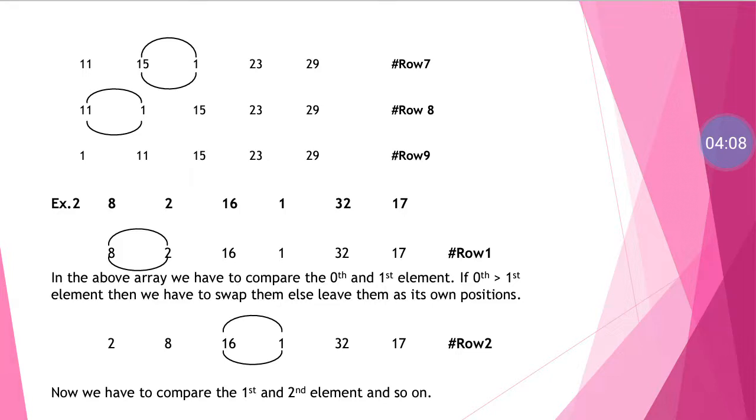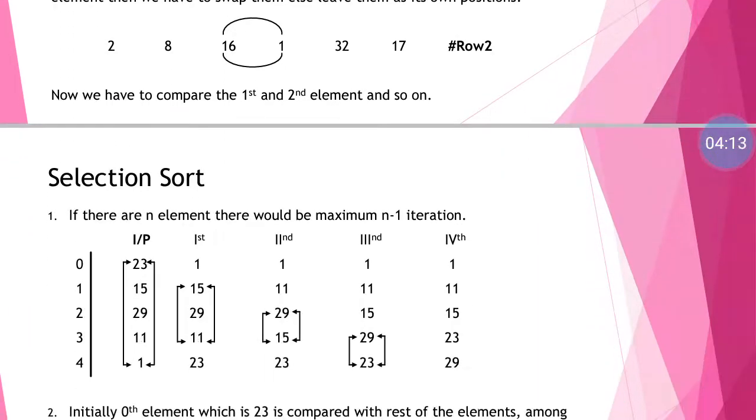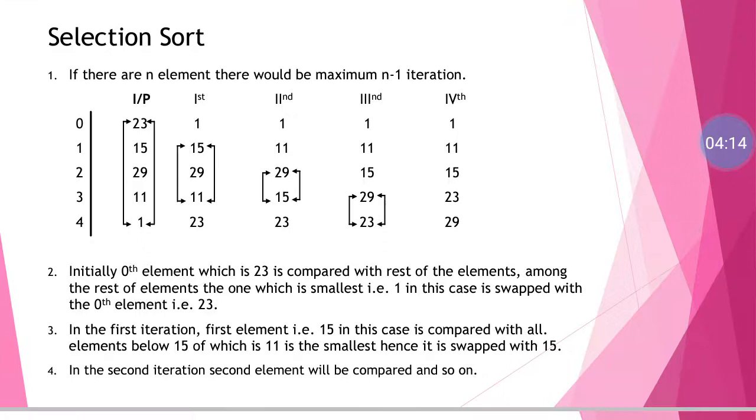So this is how we get the sorted list. I hope it is clear. This is one more example, you can go through it to better understand bubble sort.